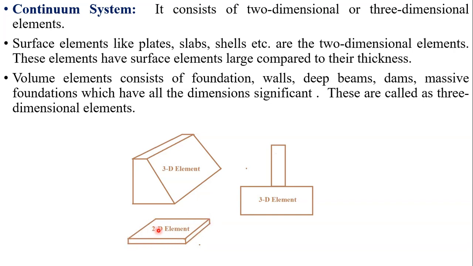So this is the surface of the element. These dimensions are considerable as compared to its third dimension, that is thickness, and hence it is called a two-dimensional element. So a slab or a plate or even a shell is called a two-dimensional element.